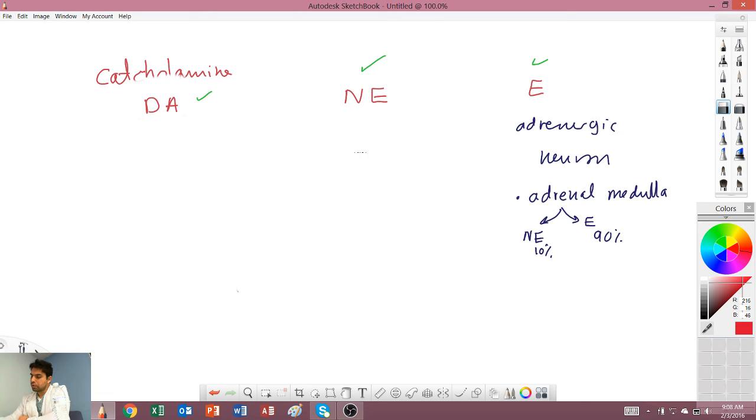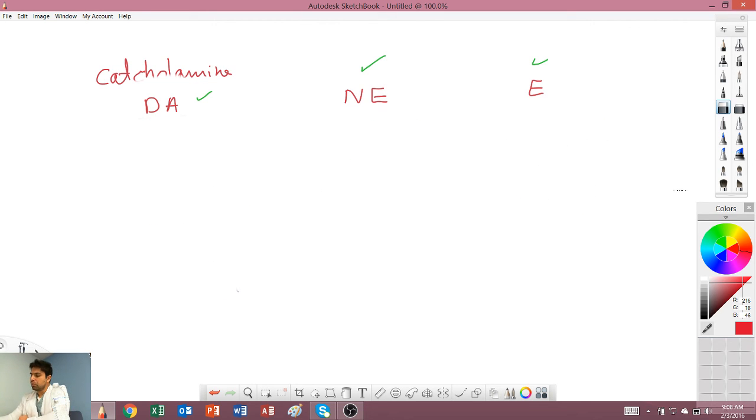Let's go to their functionality. What do we need these neurotransmitters for? Dopamine increases movement, and it coordinates movement. Voluntary movement, not involuntary, voluntary movement.